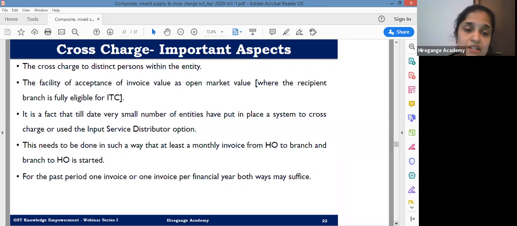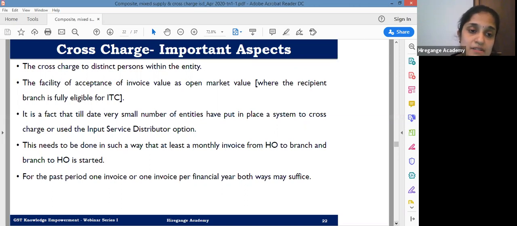But herein, one more very, very interesting aspect which comes up is, what if the receiving branch is also doing some exempt supplies, like supplies of different kinds of spices, certain kinds of vegetables which are exempted. In that case, the full credit cannot be taken by the receiving branch. Therein it becomes imperative that the valuation of the service may have to be done based on the cost of the service plus 10% markup.